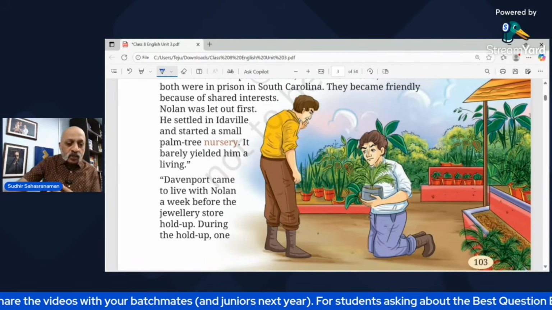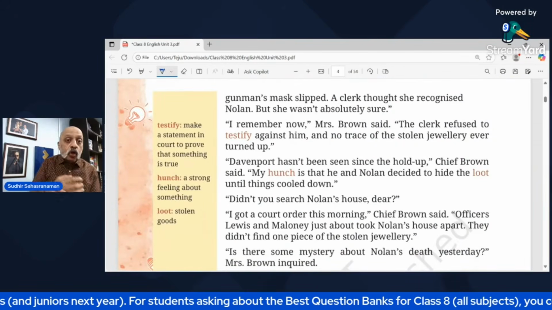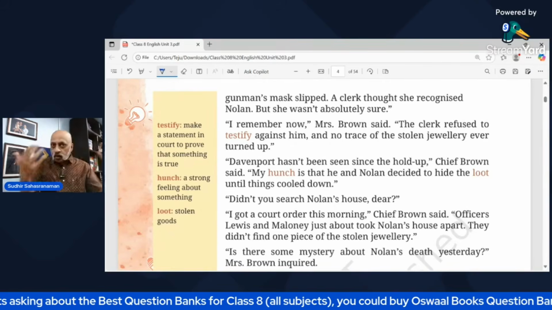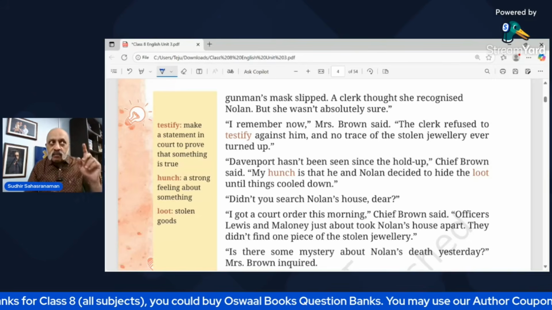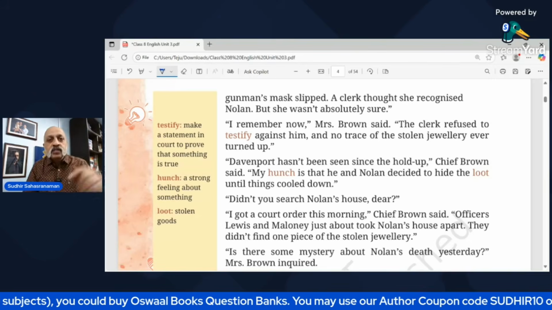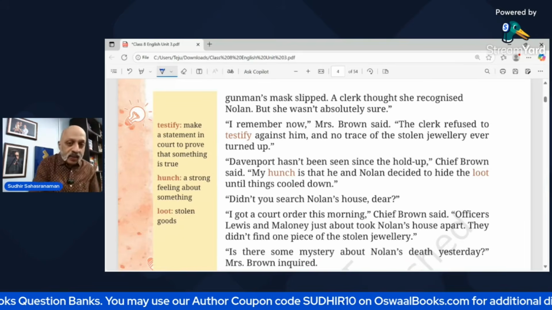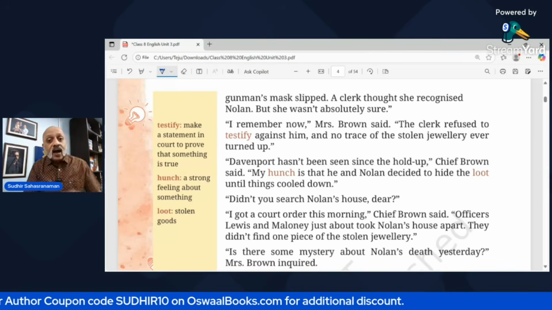During the holdup, during the robbery, one gunman's mask slipped and a clerk thought she recognized Tim Nolan, but she wasn't absolutely sure. So while the robbery is taking place, the mask of one of the robbers slipped, and one of the clerks thought that that person was Tim Nolan, but she was not sure, and therefore he could not be arrested. I remember now, Mrs. Brown says, yes. I remember now.